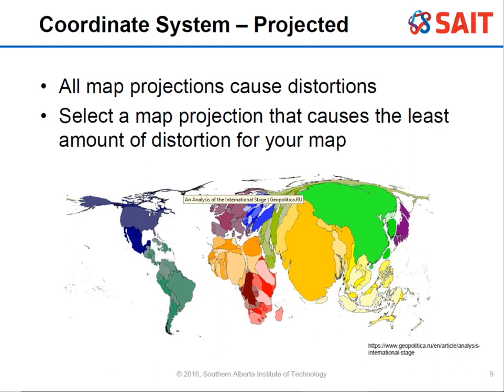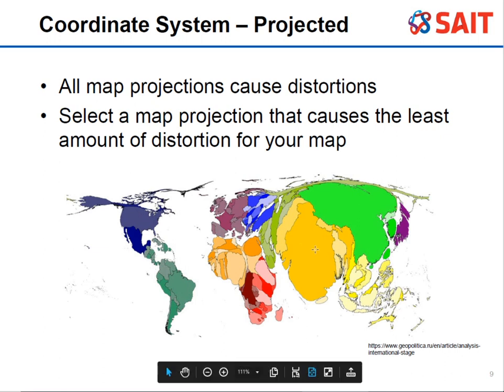So everything has some sort of distortion, and then what you want to do is select something with the least amount of distortion in your map, or choose the map projection that provides you with the information that you need that is accurate, ignoring the non-accurate data. So something like this may be very, very accurate and provides the least amount of distortion for the purposes of that map.